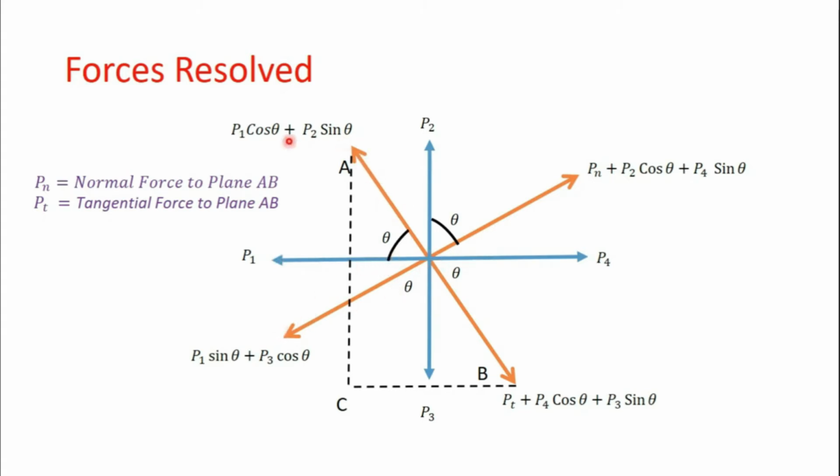So P1 cos theta is being taken here and P1 sin theta is taken here. Similarly for P2, this is cos and this is sine. So P2 sin theta and P2 cos theta. And in the same way, P3 you can write as two components of these two forces, which is P3 cos theta. So this is theta and P3 sin theta. Same way, P4 you can write P4 sin theta and P4 cos theta.